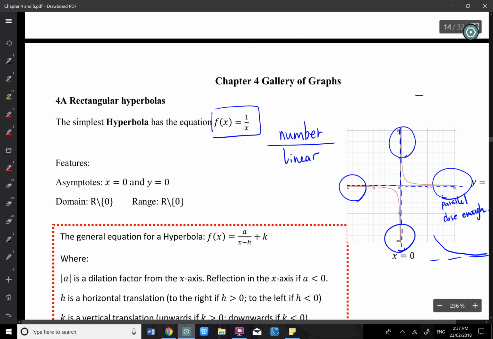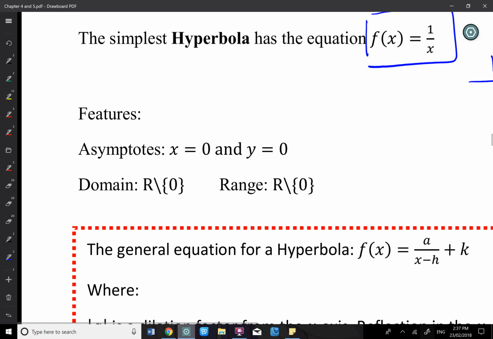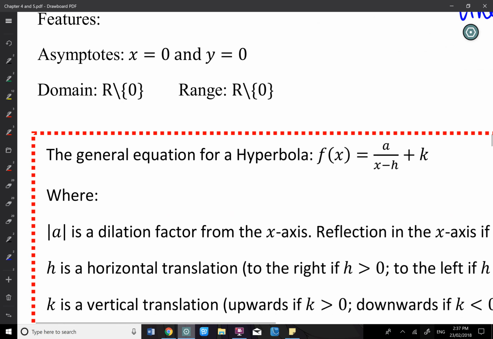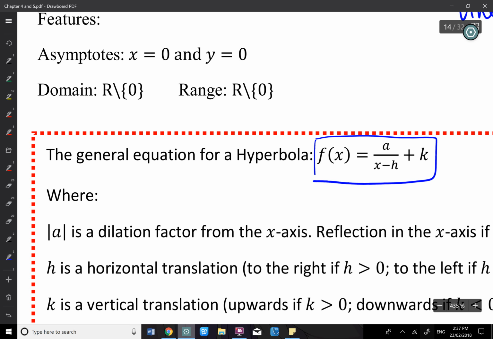Okay, back to the equation. We won't always have the simplest equation. We won't always have 1 over x. We will have a more complex form. That's the general form, the same as the turning point form, for example, for the quadratic. So that's the general form for a hyperbola.